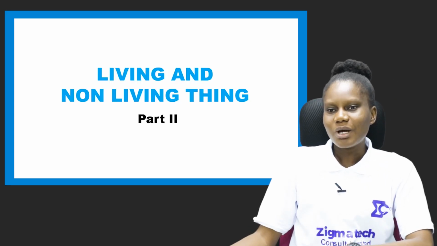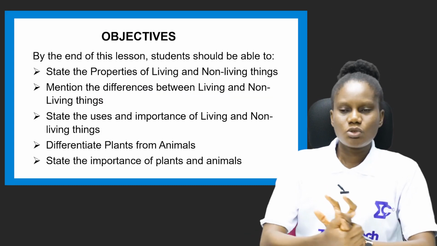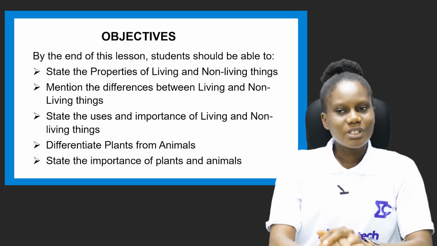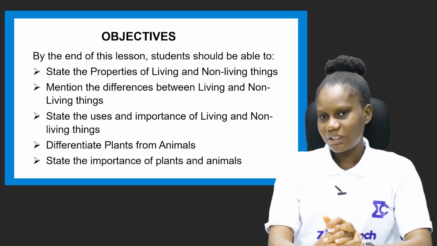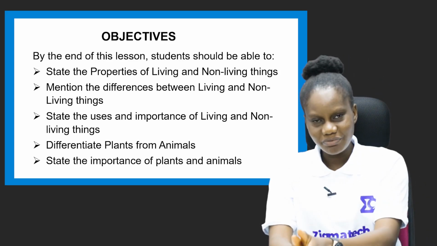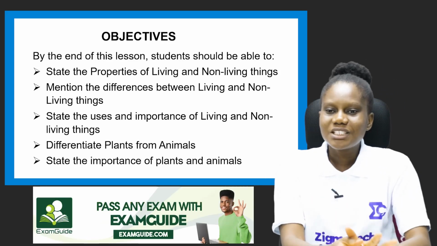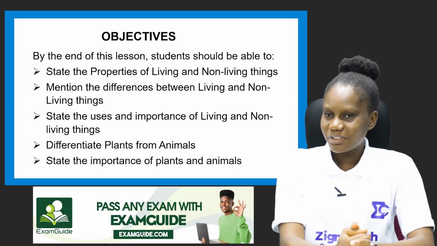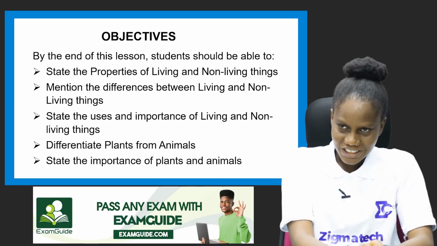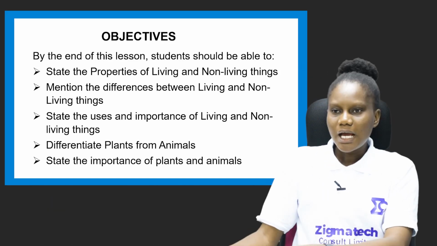So that leads us to our topic. This is living and non-living things, but part 2. By the end of this lesson today, you should be able to state the properties of living and non-living things. You should be able to mention the differences between living and non-living things. And also, you should be able to state the uses and importance of living and non-living things. Then differentiate plants from animals and state the importance of plants and animals.